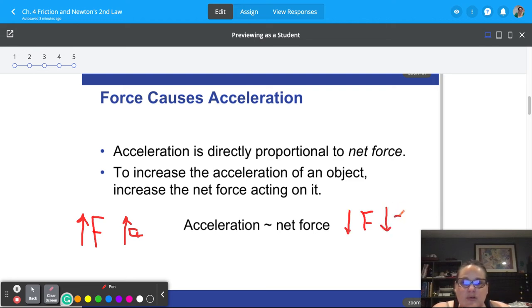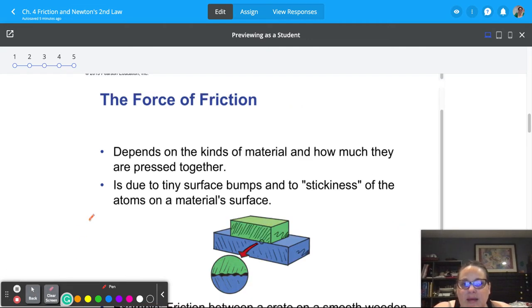So basically, if you push it harder, it accelerates more. If you push it less, it accelerates less. So it's pretty straightforward and intuitive. So that is the main thrust of Newton's second law: force equals mass times acceleration. If you apply a net force to a mass, it will accelerate. And next slide, the force of friction.